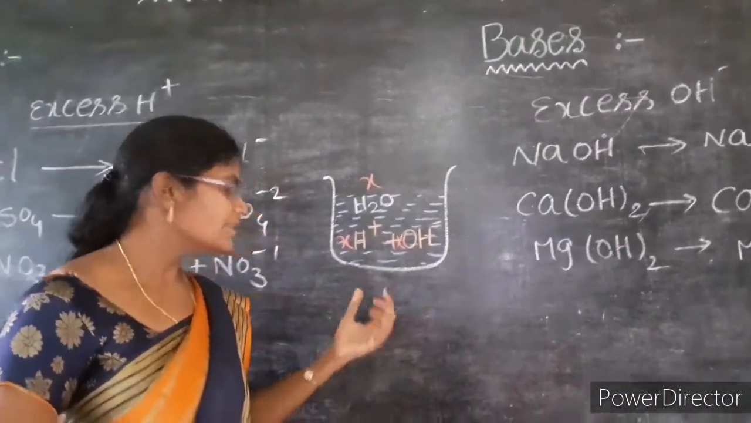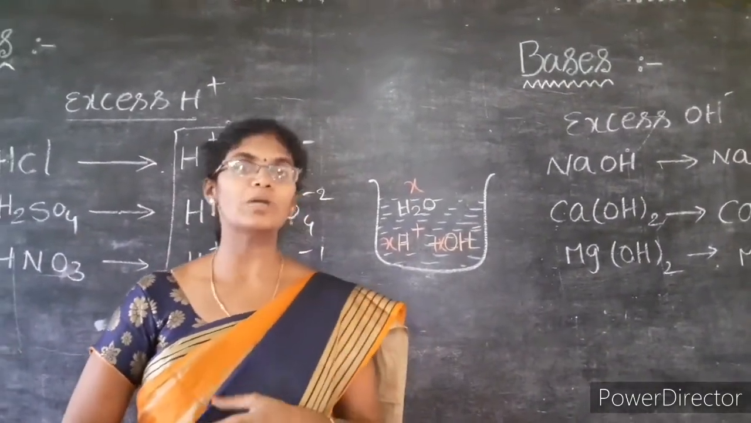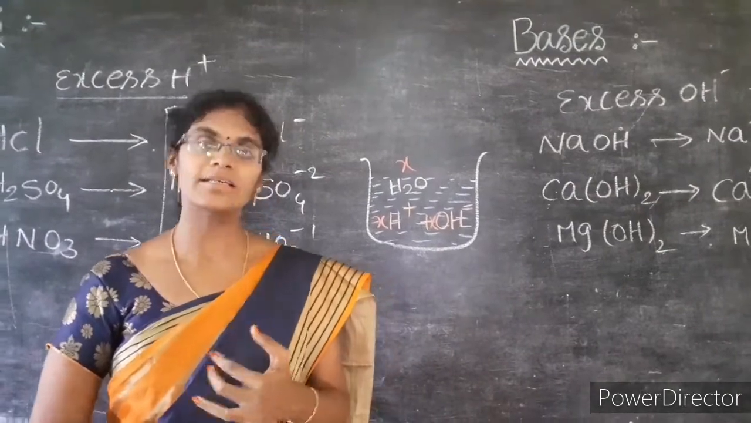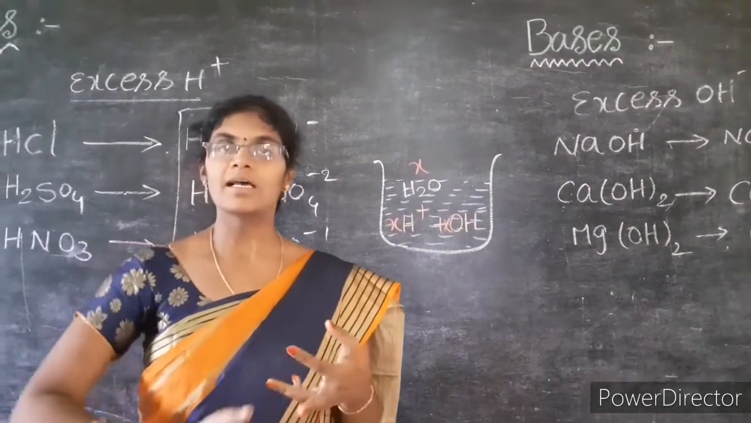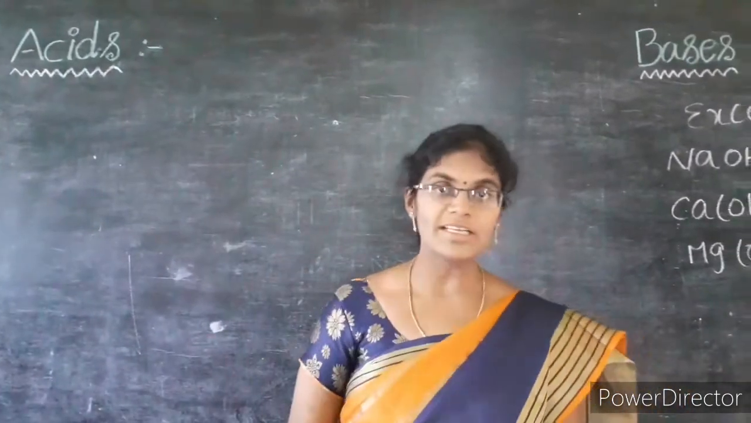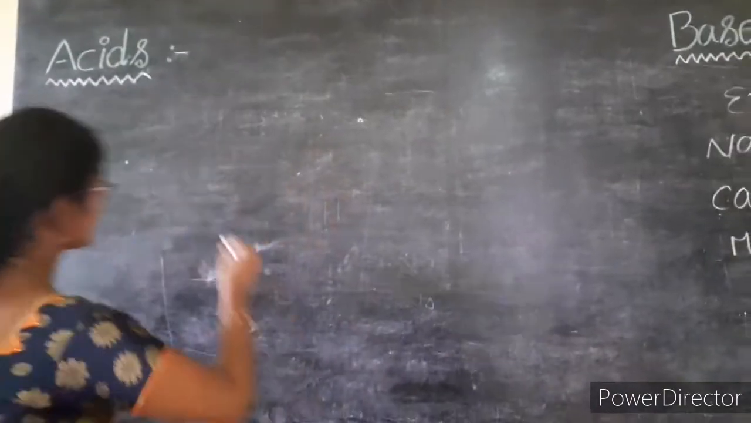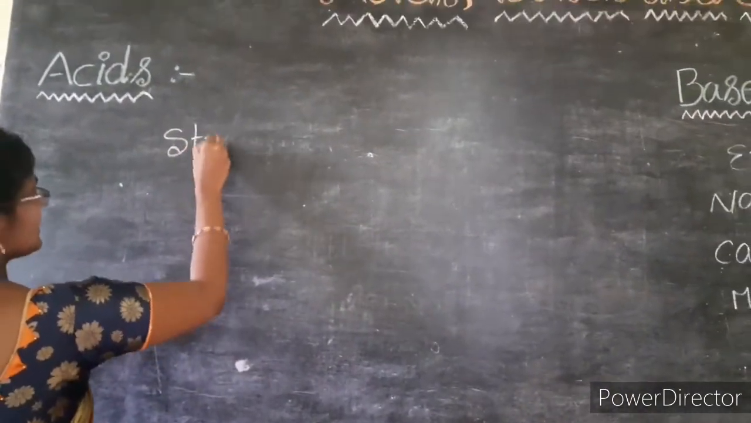And in this we have again two types. In acids and bases we have again two types: strong acids and strong bases, weak acids and weak bases. The acids which release more H plus ions in aqueous solution, we call those acids strong acids.